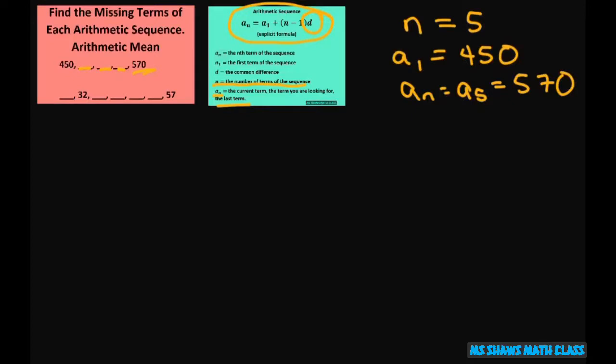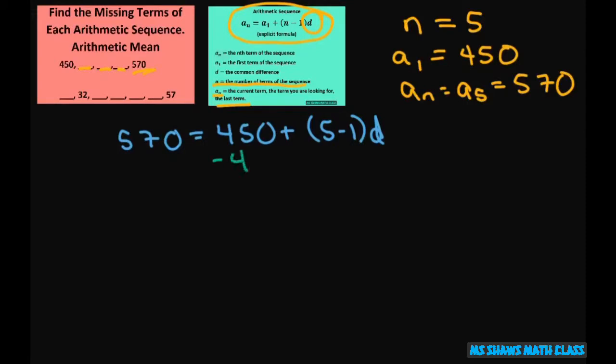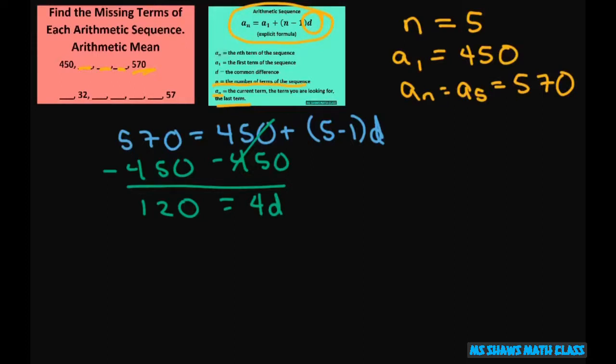So now all we have to do is plug it in the formula and find our common difference. So our last term, 570, equals our first term plus your number of terms, subtract 1, times d. Alright, so subtract 450 from both sides of the equation. And that's going to give you what? 120 equals 4d. Divide both sides of the equation by 4, and you get 30 equals your d.